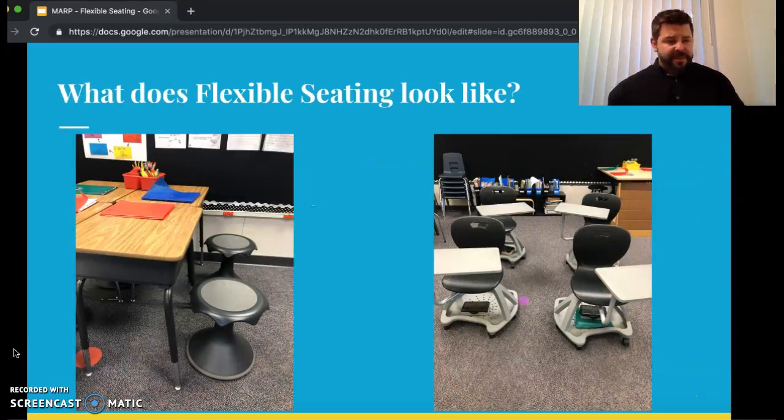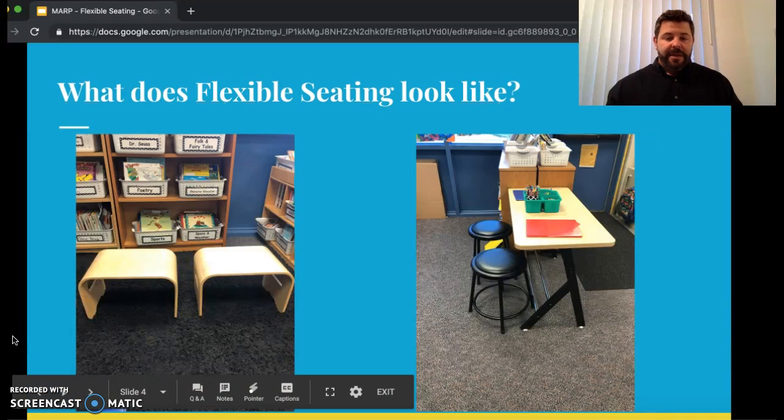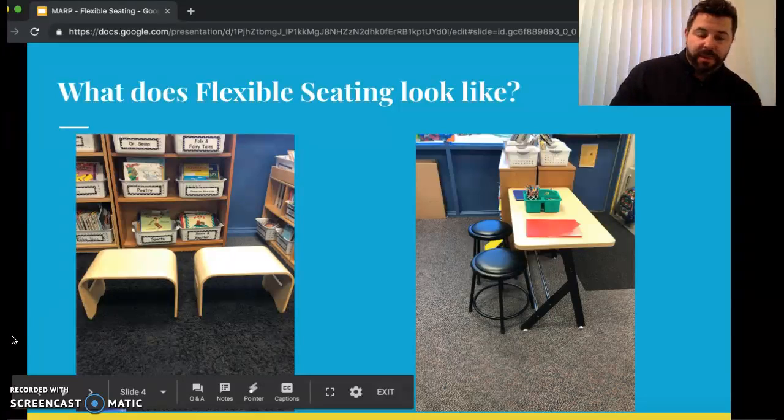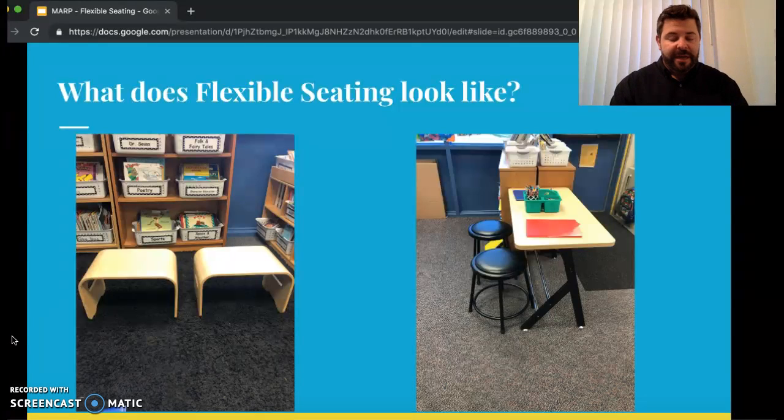What does flexible seating look like? Here's a couple options. We have wobble stools and mobile desks. These desks have wheels on the bottom of them, so you can really move them wherever you'd like. Two very popular options. The mobile desk can really be put anywhere, super sturdy. If you are looking into flexible seating, you want to invest in quality. You want this to last for more than just one year. You don't want to be buying this stuff every year, and so you want to invest in quality.